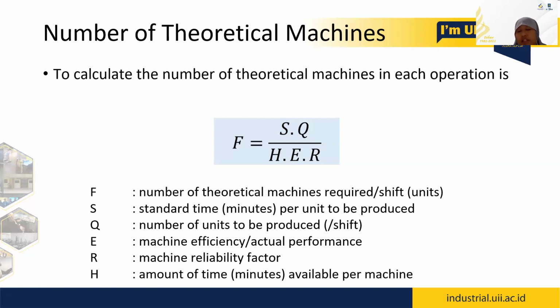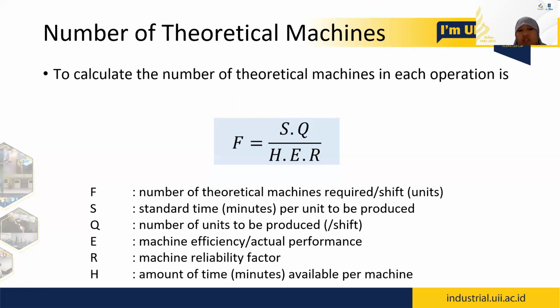The idea of standard time itself, you should have already learned in the ergonomics class, okay? And you basically multiply it by the number of units to be produced. So let's say what we try to calculate is the number of machines per shift, then the number of units produced needs to also be per shift. Okay, and then we divide it by machine efficiency.